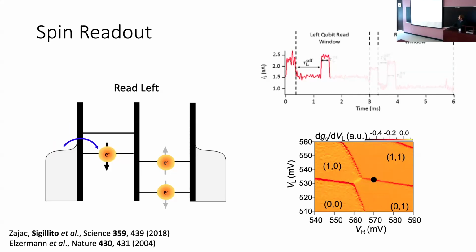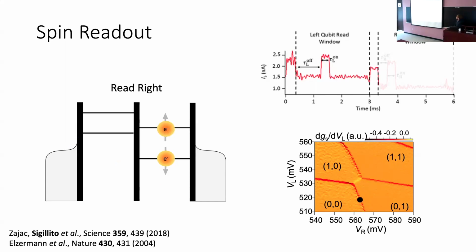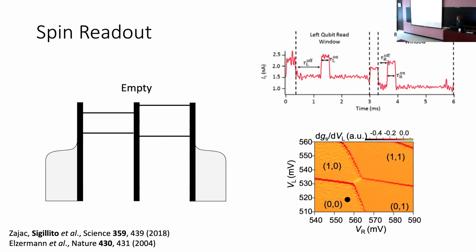Now, of course, you've got an empty dot and a spin down electron can tunnel back in. So those signals are finite. It'll happen for something like 500 microseconds here. However, by monitoring that signal, I can infer that I had a spin up electron. I can do the same thing on the right side. I see another little blip in the current trace, and I know that I've seen an electron.